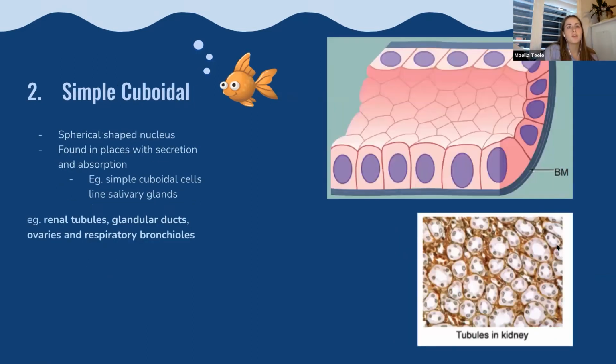All right, next up we've got simple cuboidal. They have a more spherical shaped nucleus, and they're found in places that need secretion and absorption. So you find them in salivary glands, renal tubules, ovaries, respiratory bronchioles, all those sorts of places that need secretion and absorption.